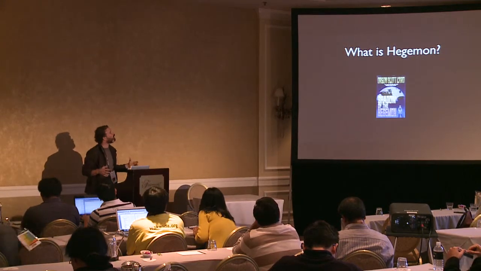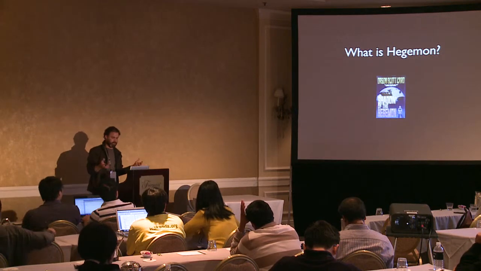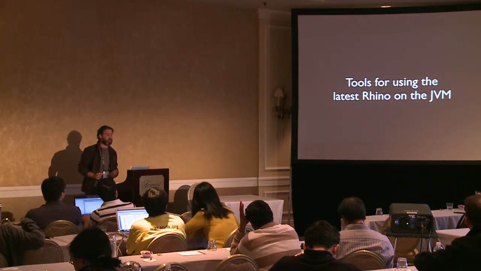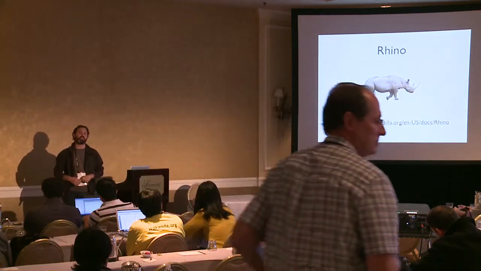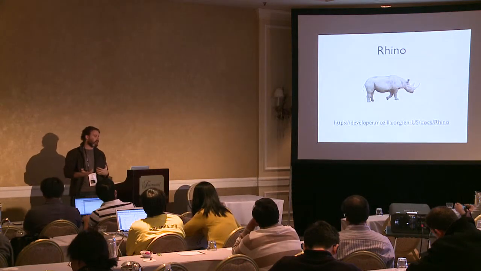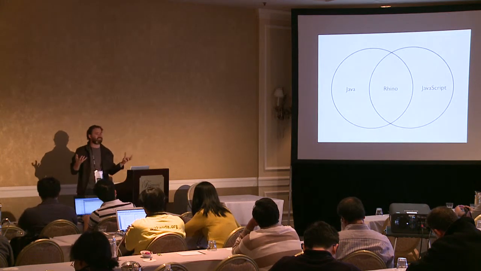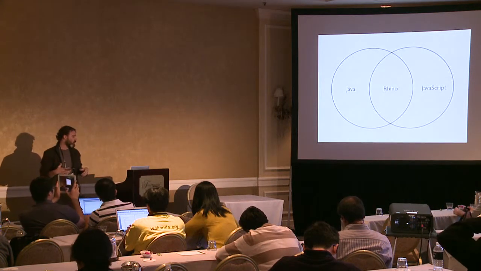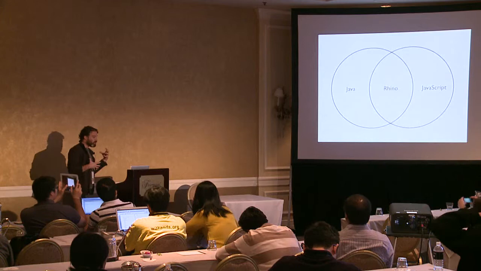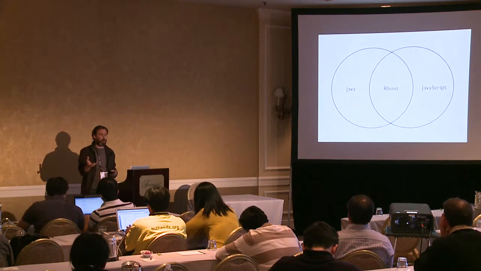What is Hegemon? Well, Hegemon, for one, was inspired by the Ender series and is a set of tools for using the latest Rhino on the JVM. Rhino is an open-source JavaScript implementation written in Java. And Rhino is really great because it sort of straddles these two ecosystems, right? It's actually bundled with Java 6, and it provides this pretty much transparent bridge between Java objects and JavaScript while being a full JavaScript interpreter.